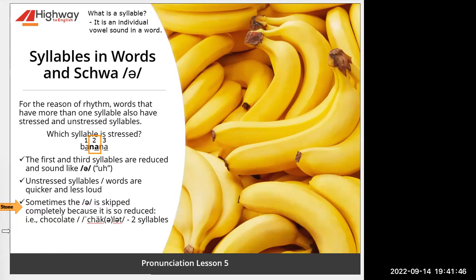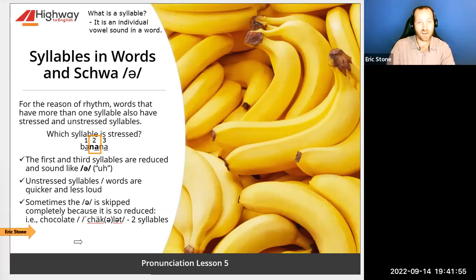Sometimes the vowel is skipped completely because it's so reduced. Example, chocolate. That's right. Two syllables, exactly. So when we look at this word, it looks like it has 3 syllables, but actually the middle syllable is reduced to 0. So we say chocolate instead of chocolate. We don't say the second one. So here we just have 2 syllables.